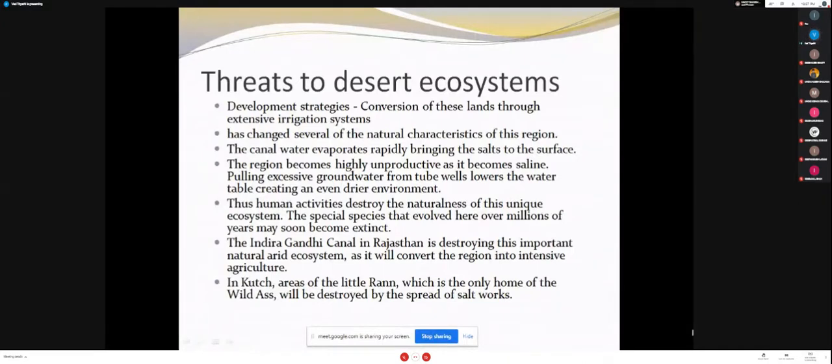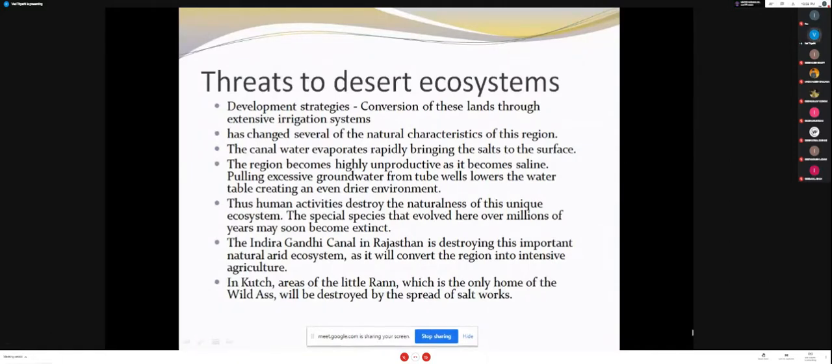The canal water evaporates rapidly, bringing the salts to the surface. Because of the heat and the climate, the water flowing in the canals evaporates, and due to this evaporation, the salts come to the surface. That makes the water as well as the soil, wherever that kind of water is utilized, saline. The region becomes highly unproductive as it becomes saline. Any region where water with high salt content is utilized becomes unproductive land.